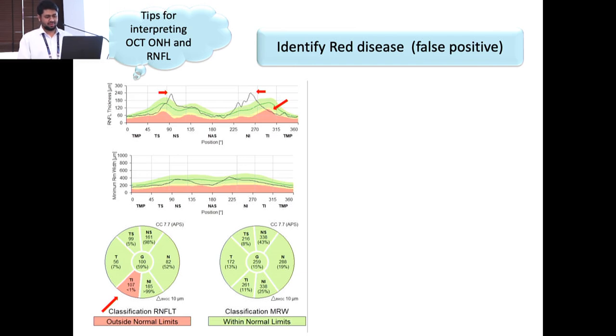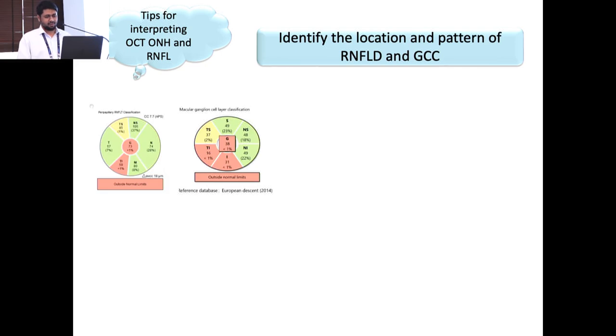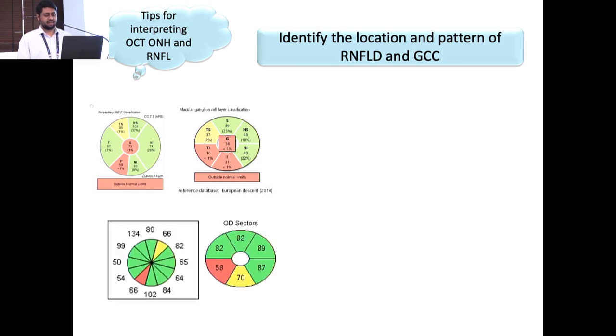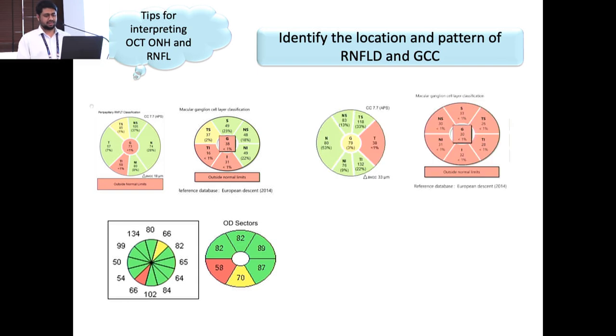Here actually it is a normal OCT, but the peak is shifted. You can see the peak is shifted a little towards the nasal side. That's why we are getting an abnormal defect in the inferotemporal quadrant. So always identify red disease and always try to identify the location and pattern of the RNFLD. The ganglion cell and RNFLD defects should be correlated. But a temporal thinning with a diffuse ganglion cell thinning is not glaucomatous, it is something different, and that will be discussed in the other instruction courses and presentations.